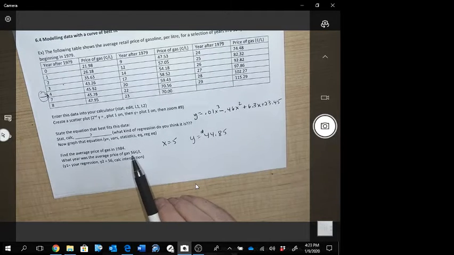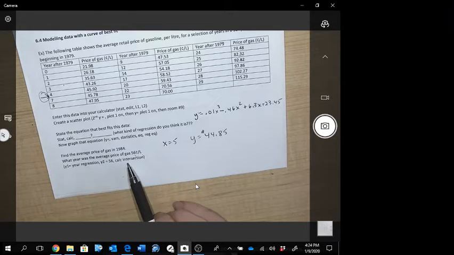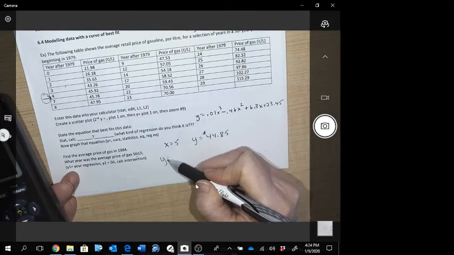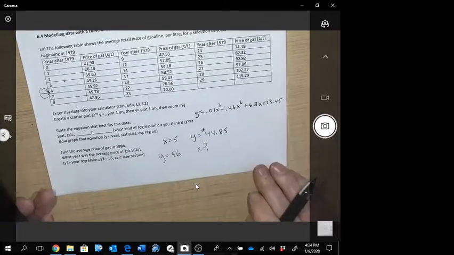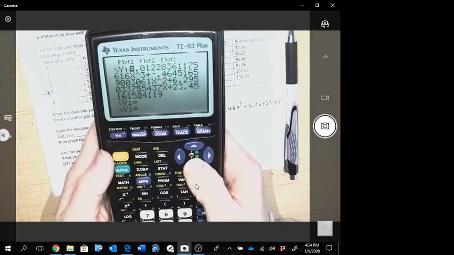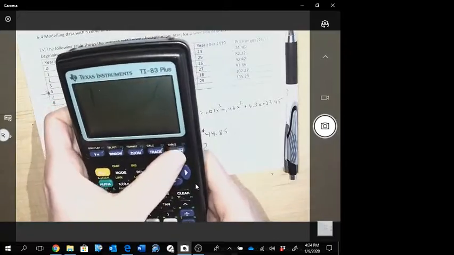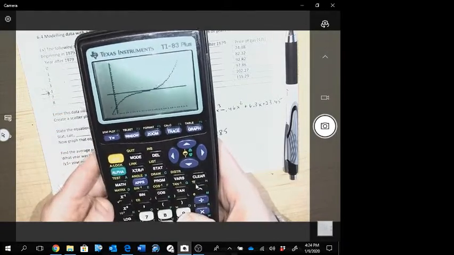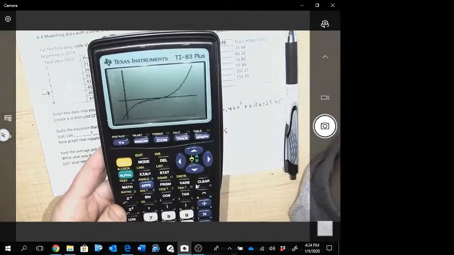In what year was the average price of gas 56 cents per liter? Okay, so now this is a y and I want to know the x. Okay, so I can't do that. So I'm going to make a second equation for y, and I'm going to make it 56, and I'm going to graph. So now I'm trying to figure out what year that exact height was 56.